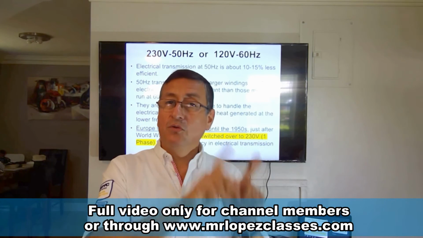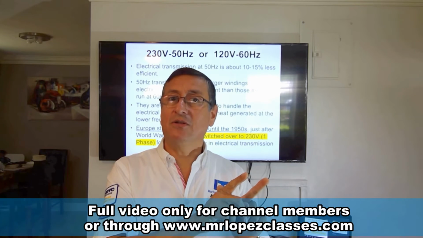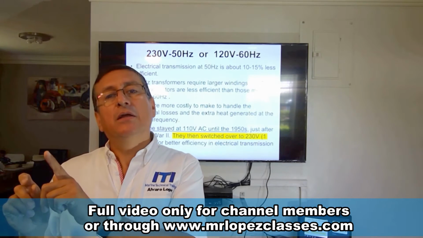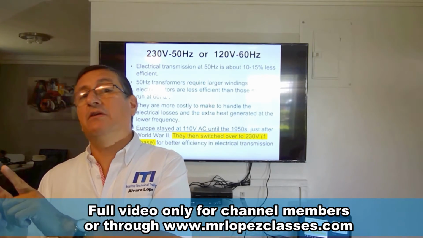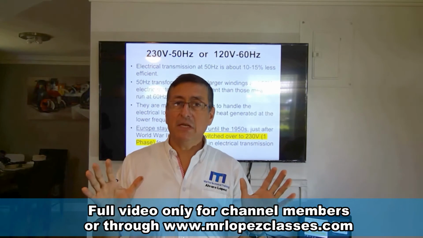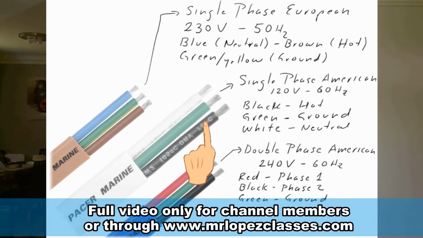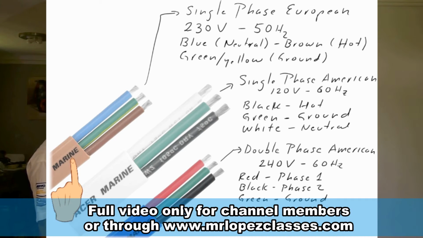Okay, 240 volts, 60 Hz, 60 cycles in 1 second, and 230 volts single phase, 50 Hz, or 460 volts double phase, 50 Hz. That's clear? The color code for single phase American power is white, green, and black. In single phase European power, I have brown, blue, and green with yellow. For double phase American, I have red, black, and green.